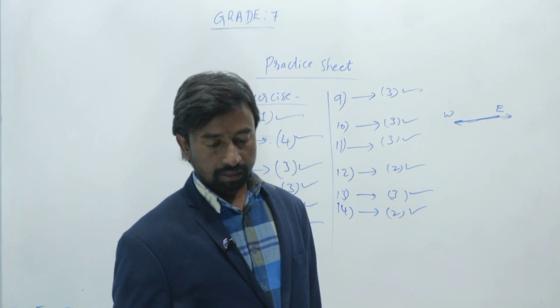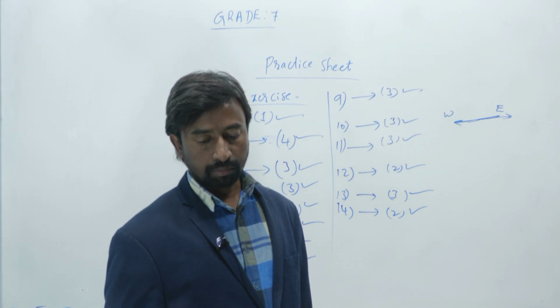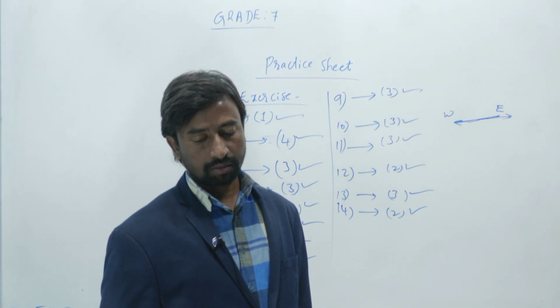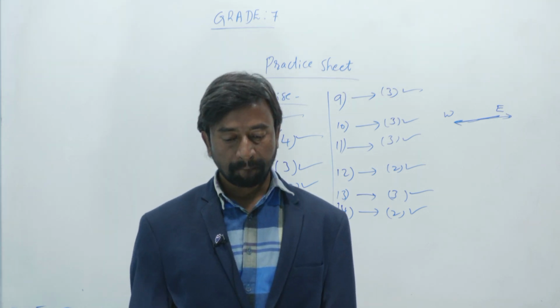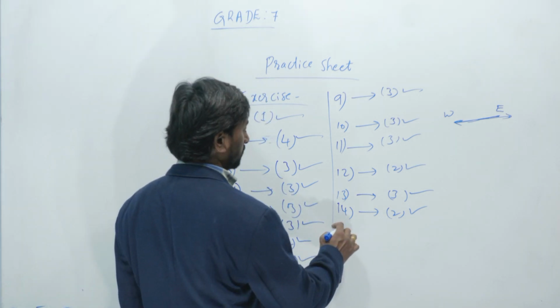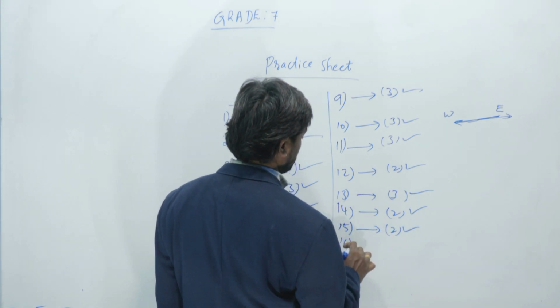And the 15th one: in jet engines and rockets, the hot gases come out of the nozzle with great force, which is called the action. So it is option 2. The 15th one is option 2, the right answer. Now the 16th one we'll see.